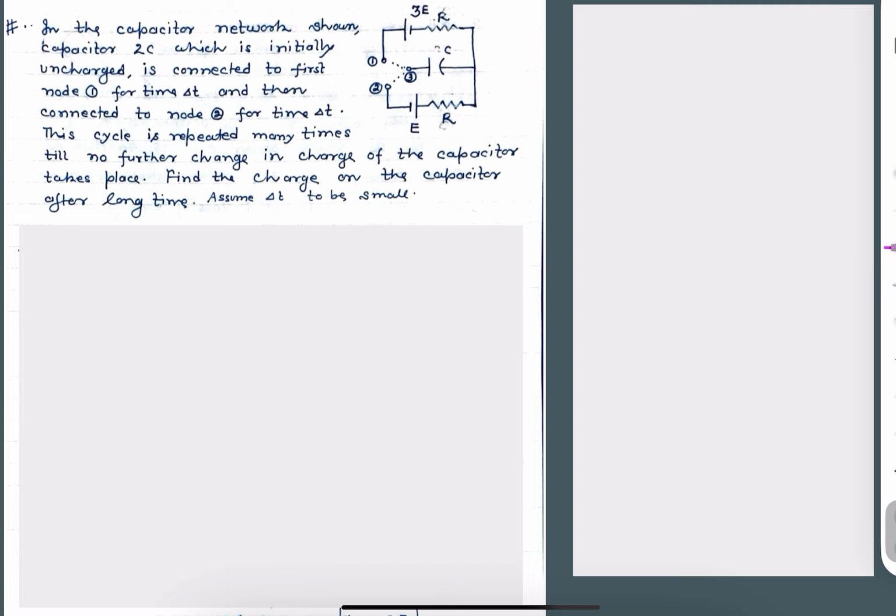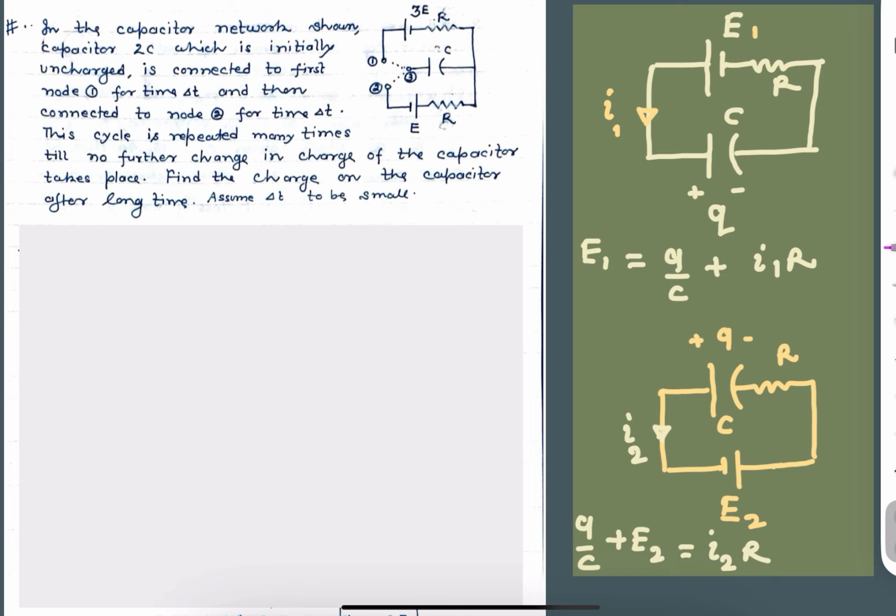So we are going to do that, but before that we should understand a basic result which I am going to explain here. If we are given a circuit like this, here is a cell of EMF E1, the capacitor has a certain charge Q with this kind of polarity, and here is resistance R, then as per KVL we should be able to write this equation. If you are able to understand this equation, then you can understand the solution.